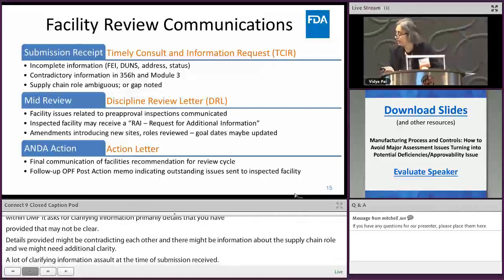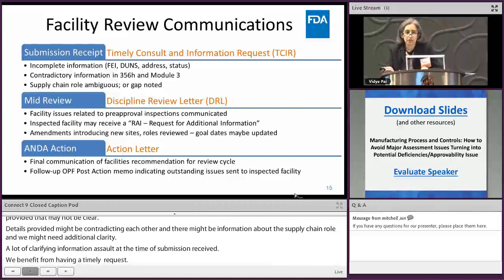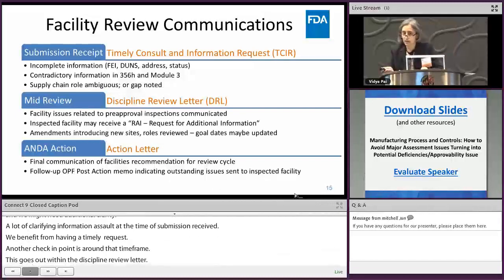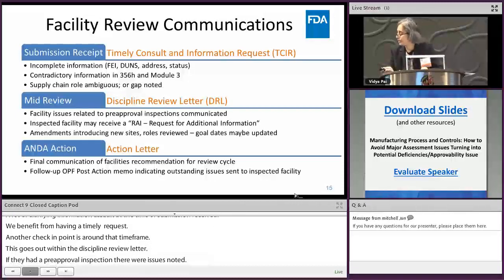Another check-in point is around the mid-cycle review or the mid-review time frame. This goes out within the discipline review letter. For example, if the facility had a pre-approval inspection and there were issues noted, the sponsor may get a communication as part of the DRL that says there are issues around facilities, and please be informed and really communicate to have this addressed.